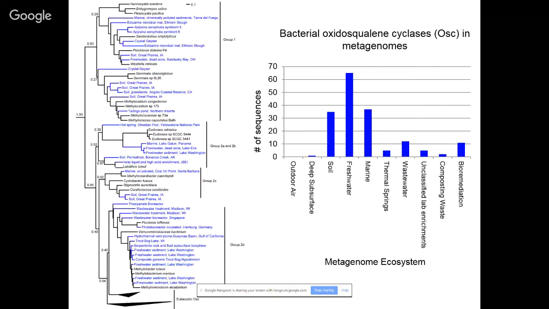Okay, so finding oxidosqualene cyclase in a genome is a good indicator of sterol production, but it's not actually showing sterol production. And so we wanted to take this one step further and actually try and culture some of these organisms for which we have a genome and see if we can actually test the different types of sterols they're making.